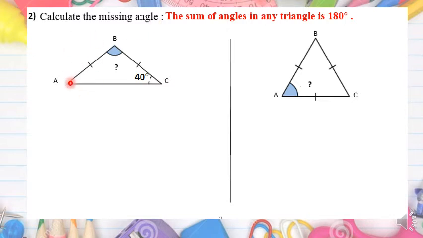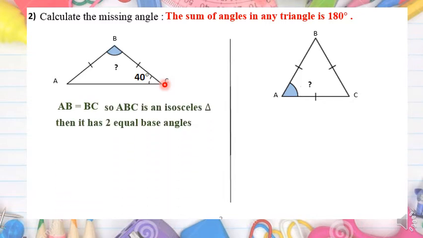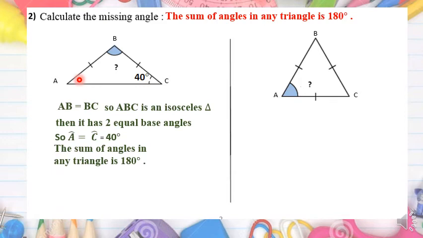Look, we have triangle ABC. What do you notice? We notice that AB is equal to BC. Okay, then what is the kind of this triangle? The kind of this triangle is an isosceles triangle. So ABC is an isosceles triangle. And we know that in the isosceles triangle, we have two equal base angles. So angle A is equal to angle C is equal to 40 degrees.